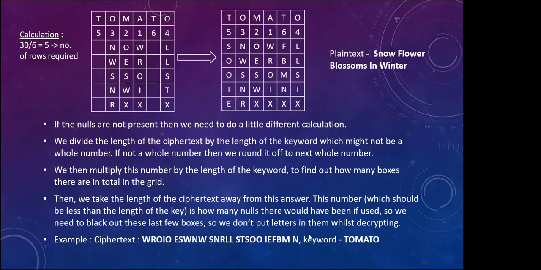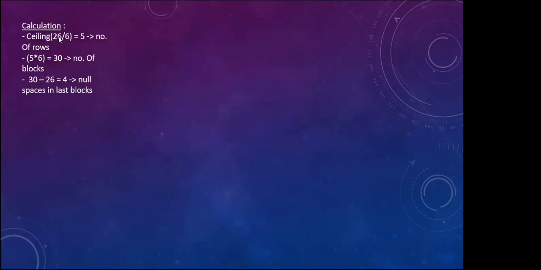Here is a ciphertext wherein there are no null entries X, and the same keyword, tomato, we have taken, and then we will decrypt it. While decrypting, we divide the number of letters in the ciphertext by the number of letters in the keyword, and we get a decimal number. We take the next whole number for that decimal number, which here is 5. That is the number of rows.